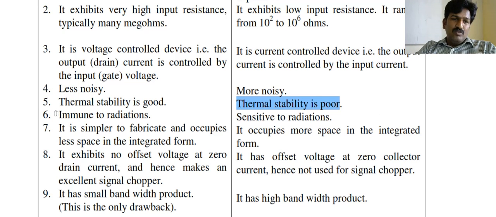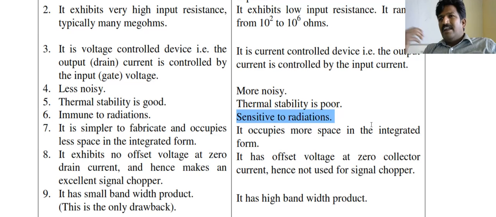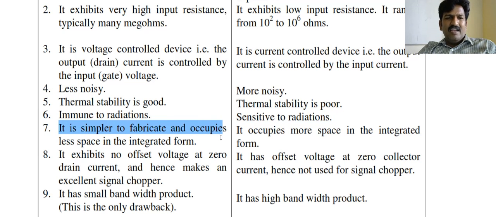And immune to radiations, this is a point we have to discuss. It is not that the FET radiates heat, but the BJT is going to be affected by radiations. It means that if you keep a transistor in a highly radiated atmosphere, it is going to affect the characteristics of the transistor, but it does not affect the FET.